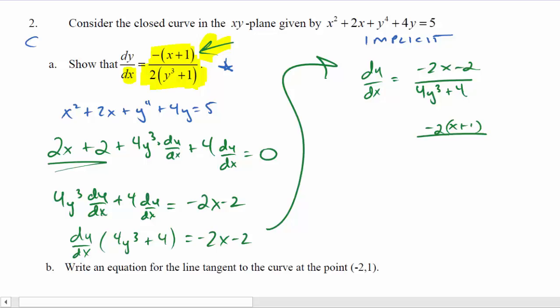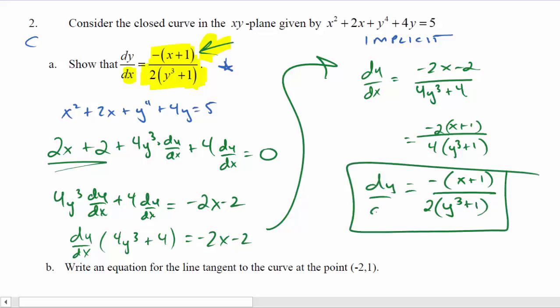Because again, if I have the wrong derivative, all my other answers can come out very ugly. On the bottom, well, I want a y cubed plus 1, so they probably factor out the 4. 4 times y cubed plus 1. And finally, negative on top and 2 on the bottom, well, they probably reduced. So that's negative x plus 1 over 2 times y cubed plus 1. So there is my derivative of y in terms of x. Very nice, because from now on out, I know I'm going to get the right answer for the derivative. All my other answers aren't going to be screwed up.